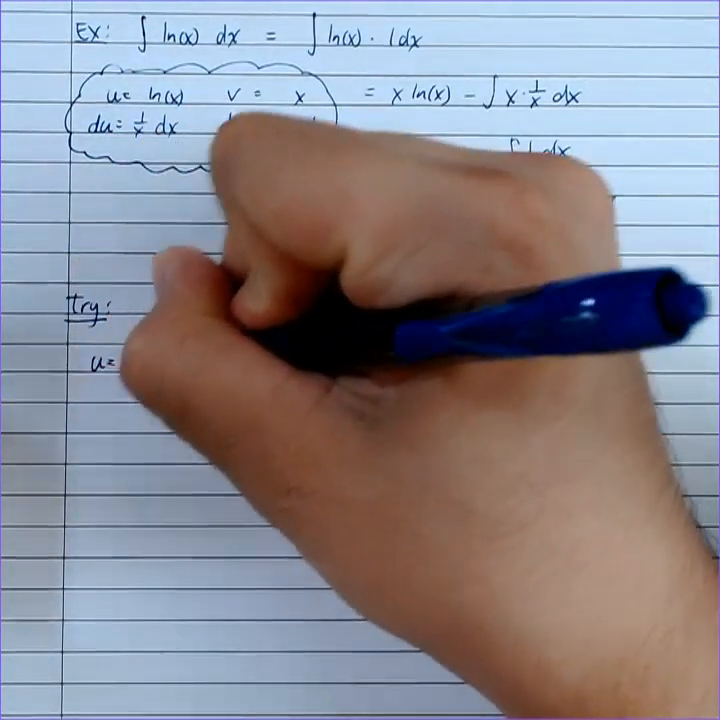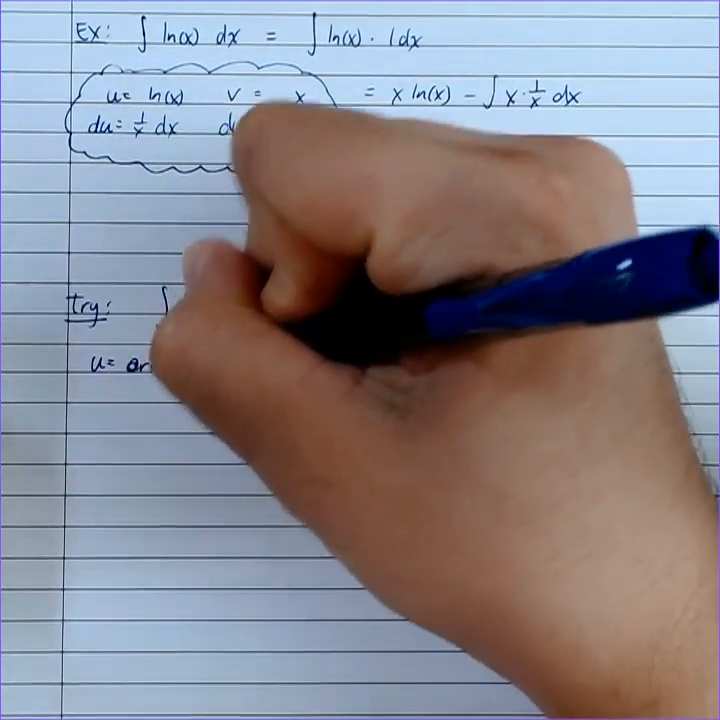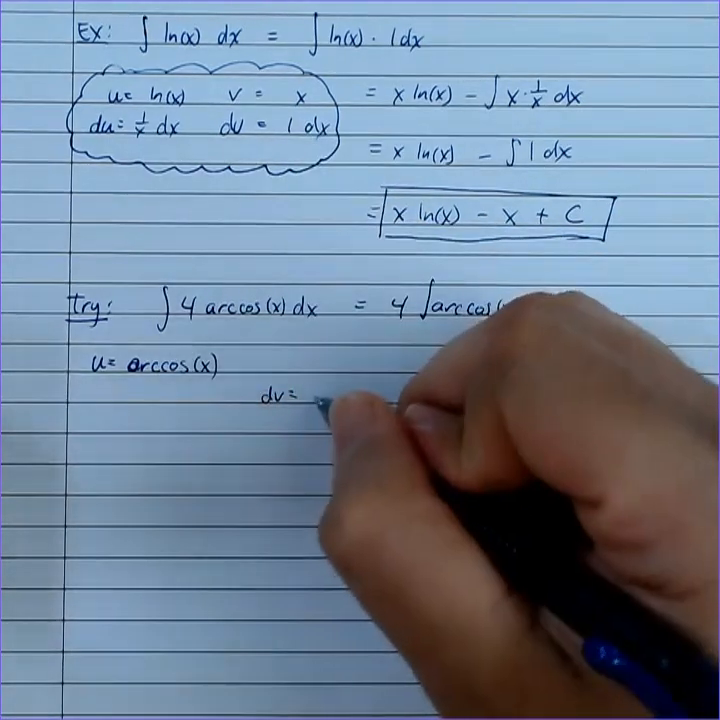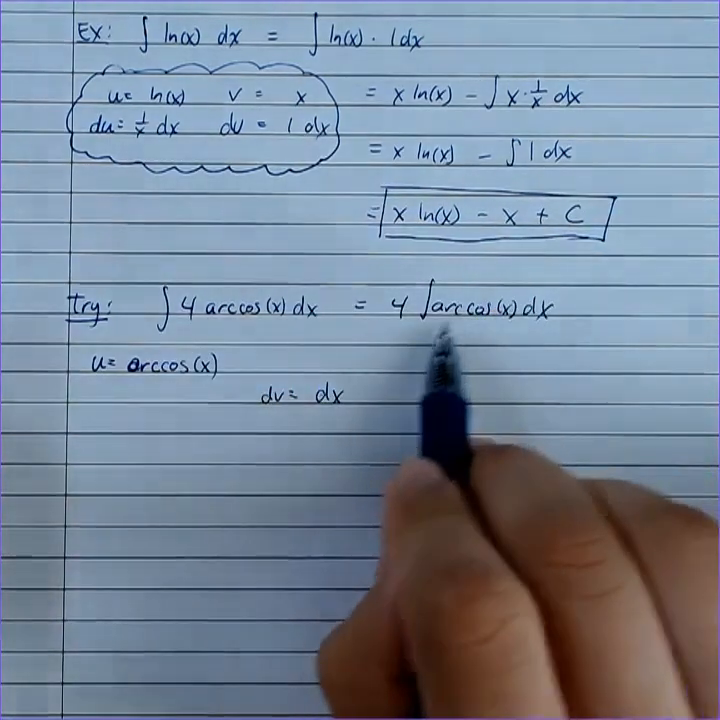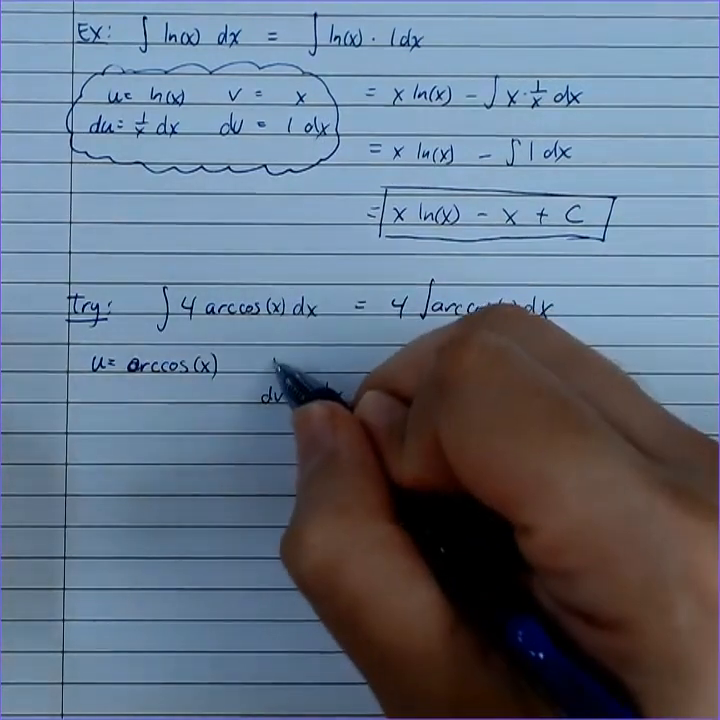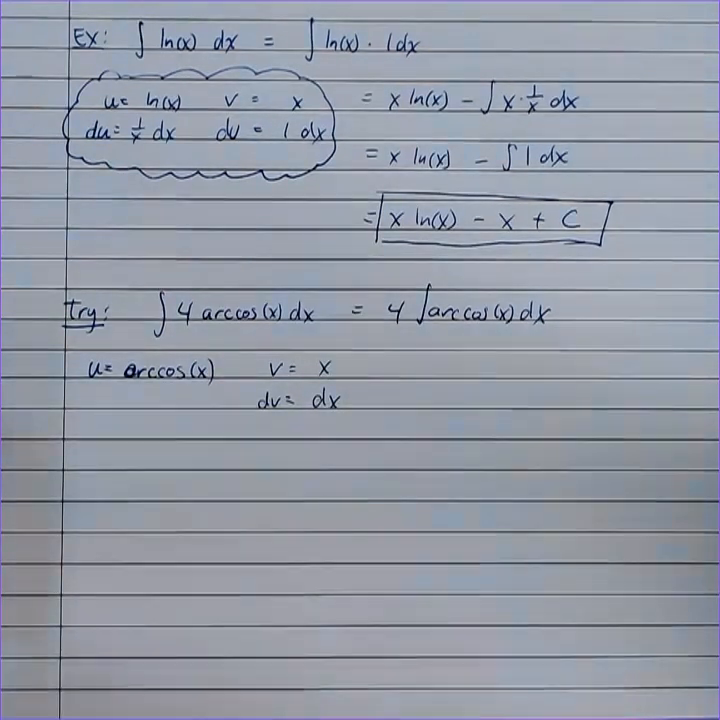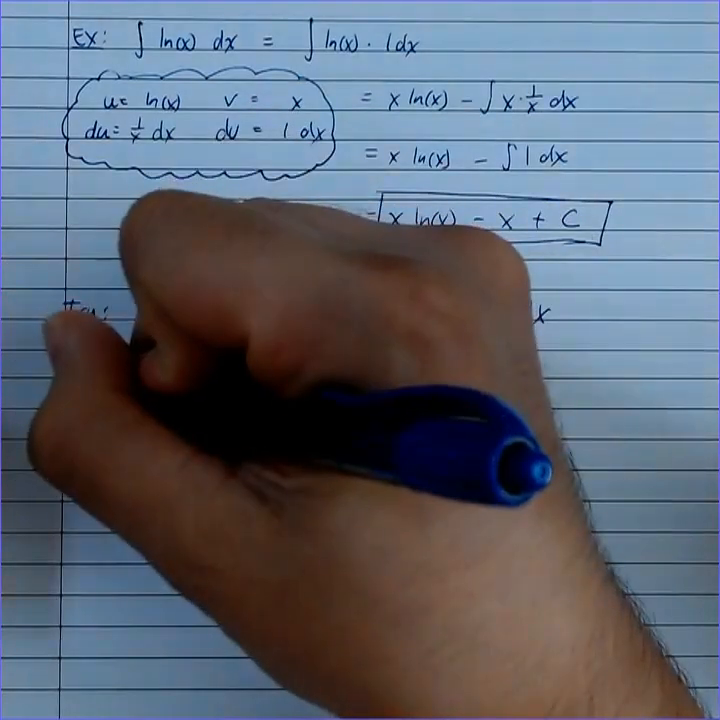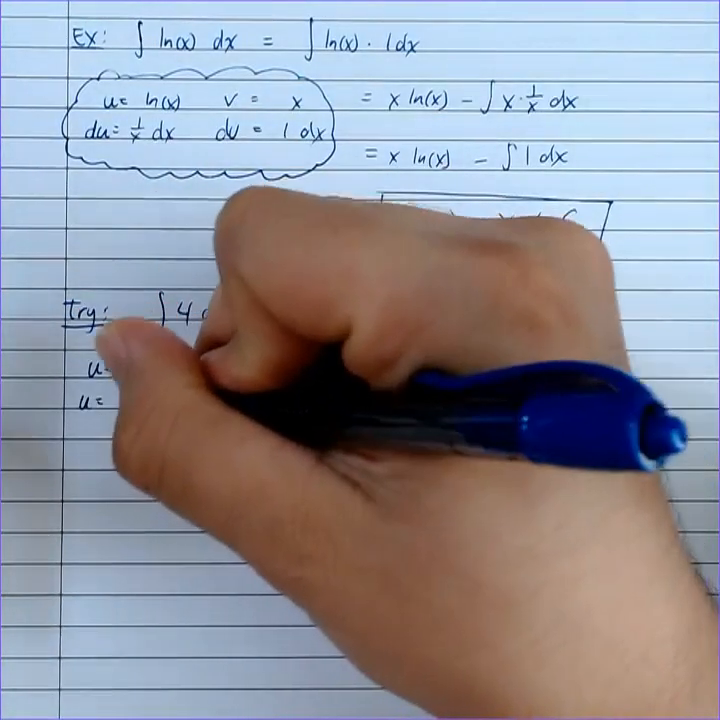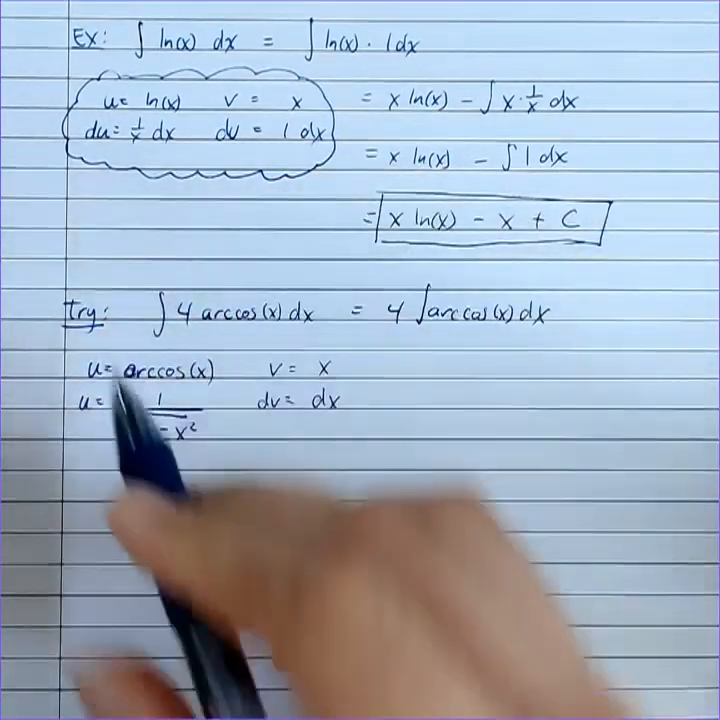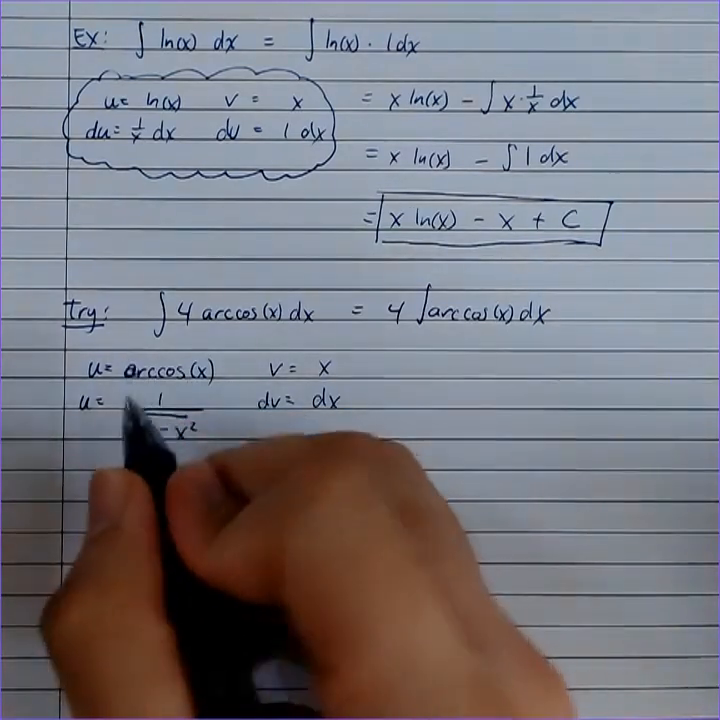U is equal to the arc cosine of x. So dv is going to be that 1 dx. So if you like, you can just write dx. That's your u, dv. All right, well then v is just x. The integral of 1 dx is just x. Now the derivative of the arc cosine of x, you remember that's the same as the derivative of the arc sine of x times negative 1. So here the derivative of the arc sine of x is 1 over the square root of 1 minus x squared. But for the arc cosine, you multiply the whole thing by negative 1.